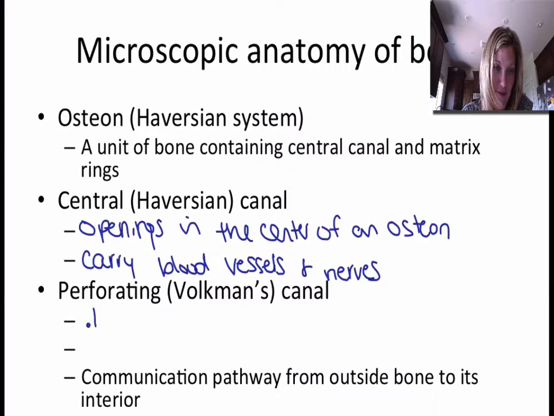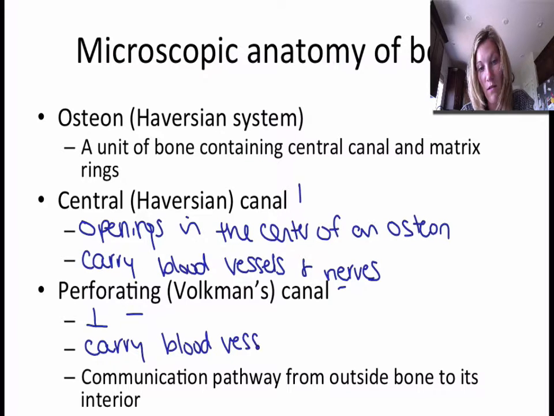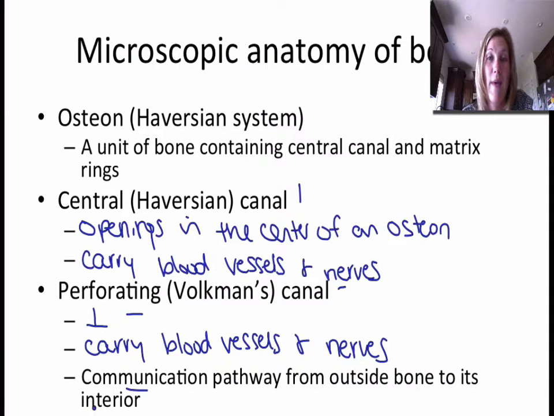So instead of writing perpendicular, I'm just going to do that. They're going to be the horizontal ones. The central ones, they're going to be vertical. These are going to be horizontal. So they're perpendicular. In addition to that, they're also going to carry blood vessels and nerves. And they are going to act as a communication pathway from outside of the bone to its interior.